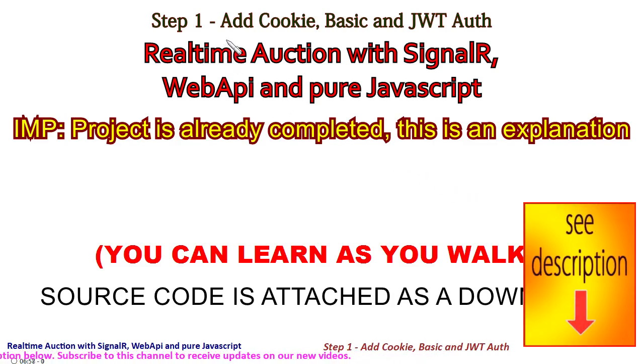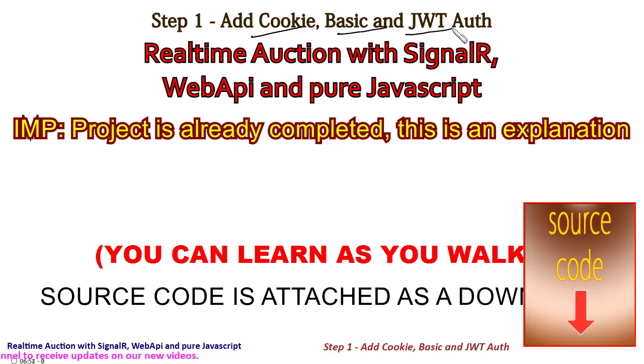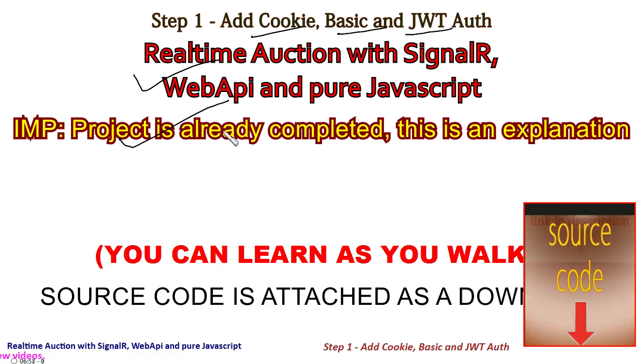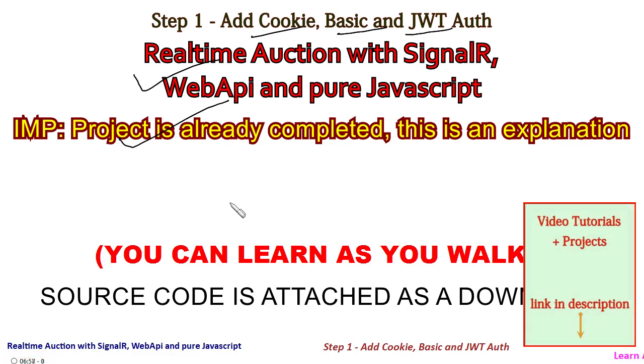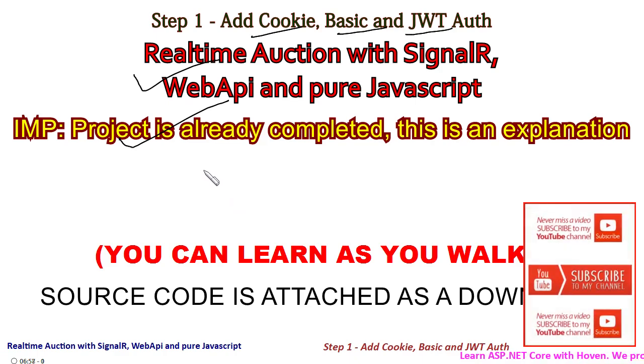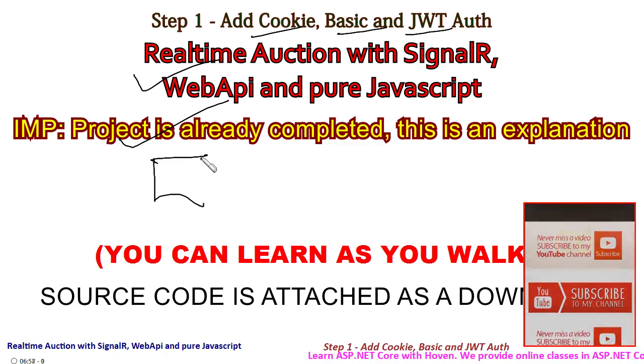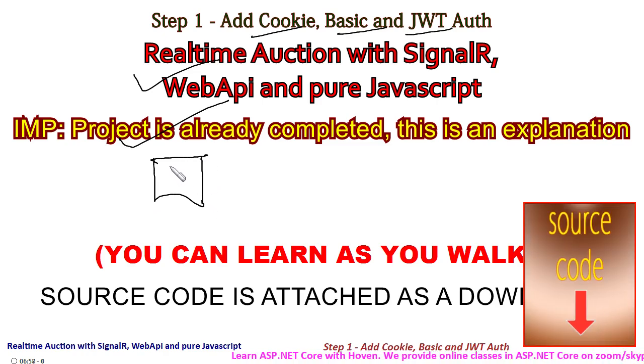So this is the first step where we add cookie basic and JWT authentication, and this is the project already completed. Because this topic requires an understanding of the general flow of this application, I will explain it like this. This is the first page that the user will see.